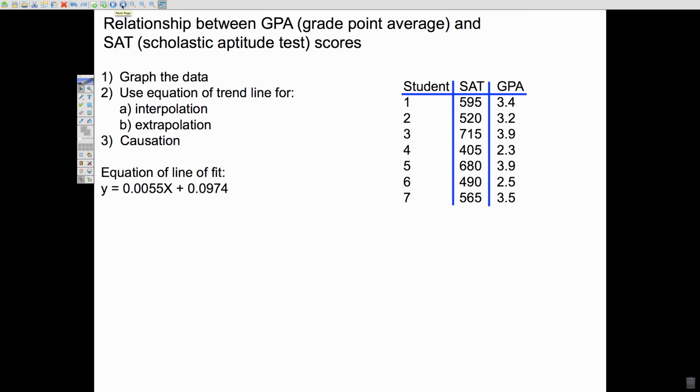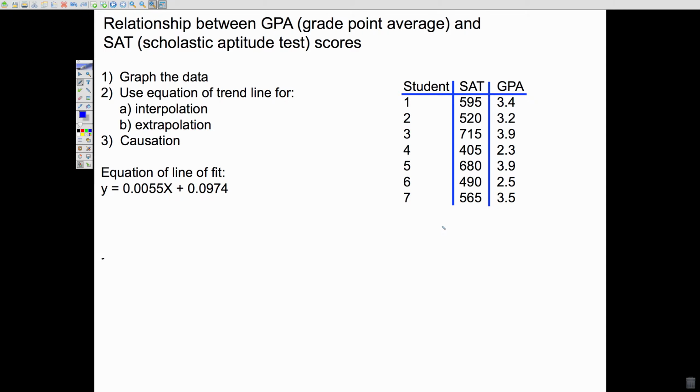Okay, if you did all the work correctly, this should be the equation of your line of fit. Now we'll begin learning about interpolation. We're going to use the equation of the line of fit to interpolate. Let's look at the data in the table.